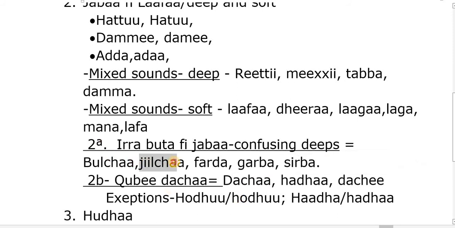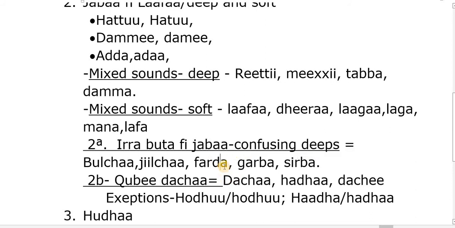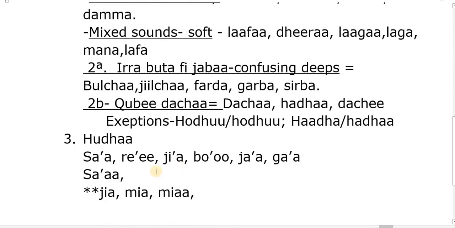So the exception here: don't double compound sounds, or other sounds where there is a silent or irrabuta in a word, to make it strong. That should be clearly identified. We have said this. Okay.